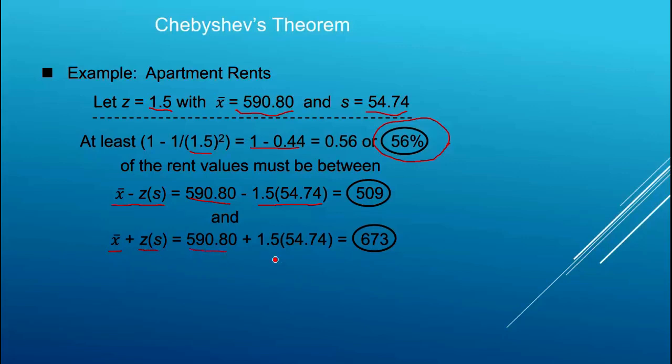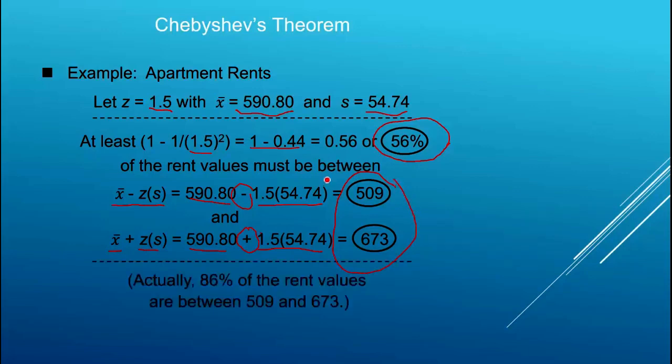The only difference between the formula that I'm underlining now and the one that I underlined previously is that I changed the minus sign to a plus sign to get the upper bound of the range between which the values of the data must lie. And so changing from a minus to a plus, we get 673. So 56% of the observations or more must lie between values of 509 and 673.